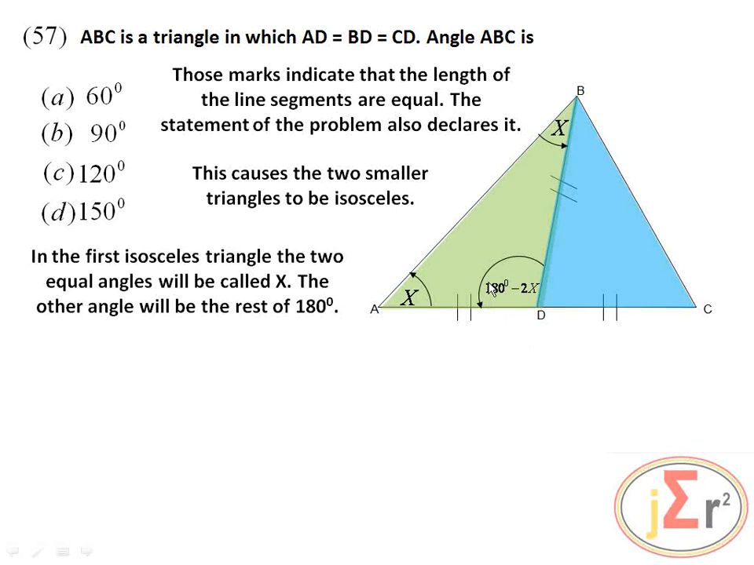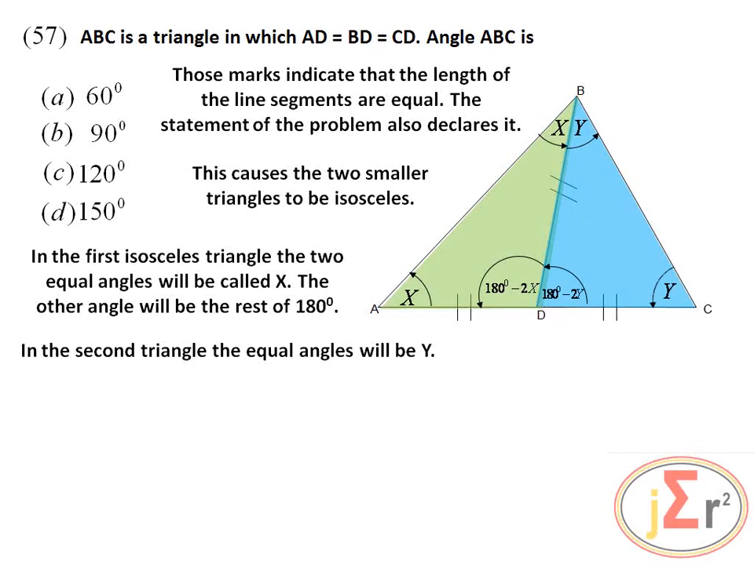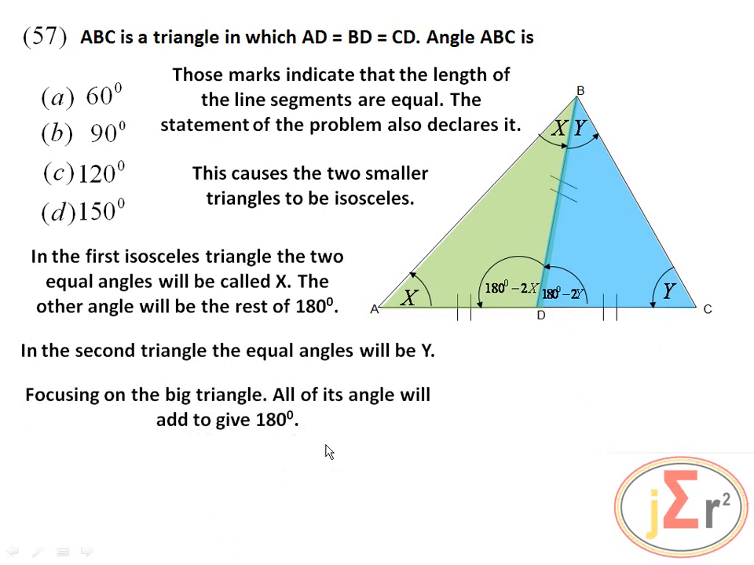We know that angles in a triangle add to 180 degrees, and we have two of them right here. They are equal to x, so the other one will be what remains of that 180 degrees. In the second triangle, the equal angles will be y, two angles y and y. So we have 180 minus 2y right here for the records. But these two angles will not play any further role in the solution of the problem.